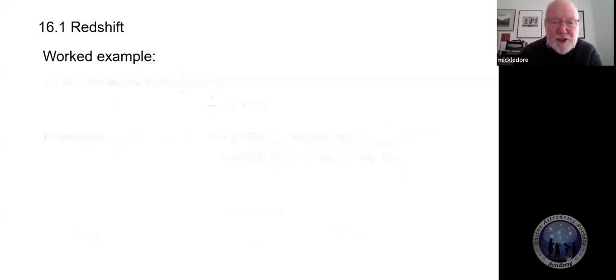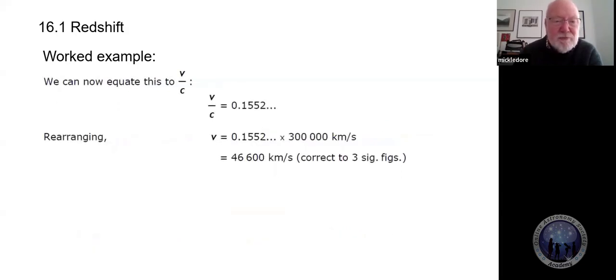So now all we have to do is multiply that fraction, realizing it's V over C. So V becomes C times that Z, the redshift. And then we can do a bit of rounding, 46,600 kilometers per second. There we are. That's fast. 46,600 kilometers in a second. And that's in the line of sight away from us. This is typical of some of the distant galaxies that we have.